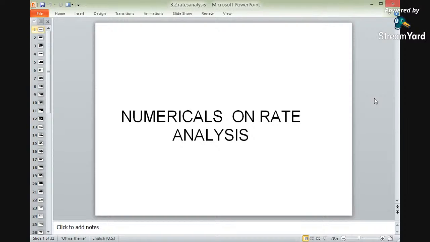So in today's lectures we will cover some more concepts on rate analysis, which is very important as per the requirements of today's scenario. It is very important in order to calculate the various items of work. We will see the numericals on rate analysis one by one, in a short, faster way.